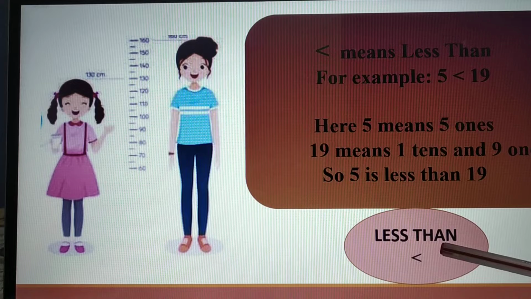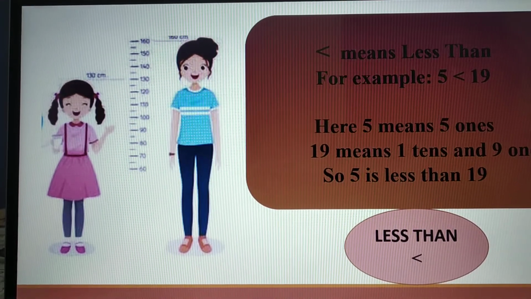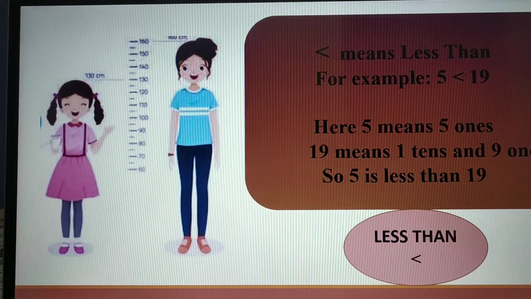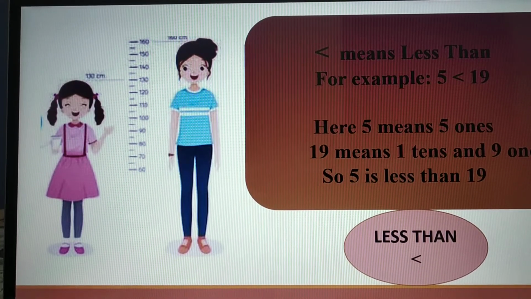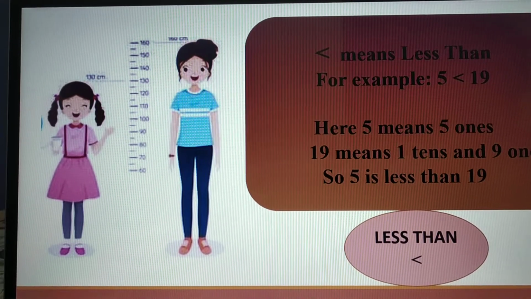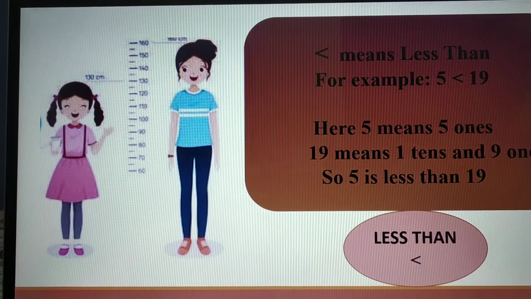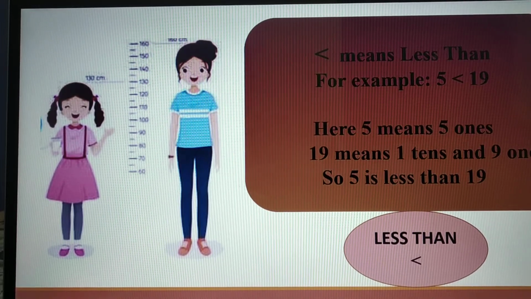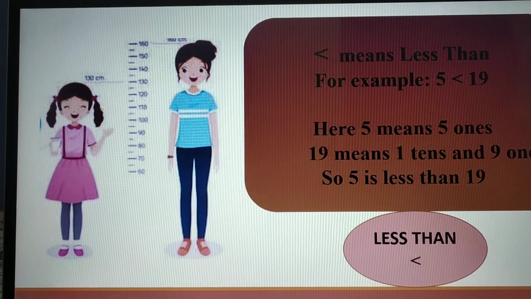Look at this. This is the sign of less than. And look at those 2 girls. See, that one is the smaller one in the pink dress, and the blue dress is the bigger one. So the less than sign will be placed in between. This sign will be placed.